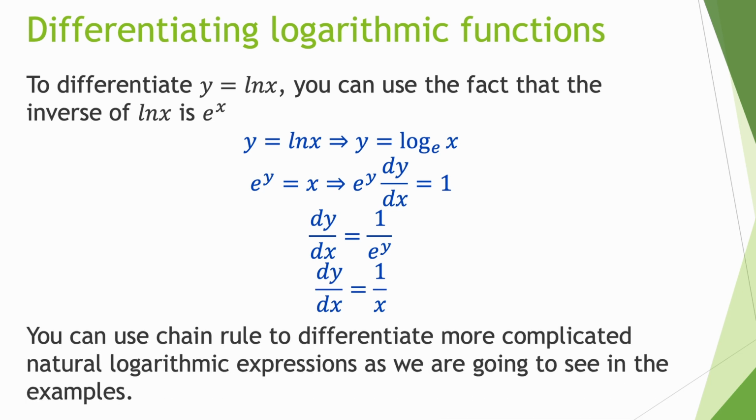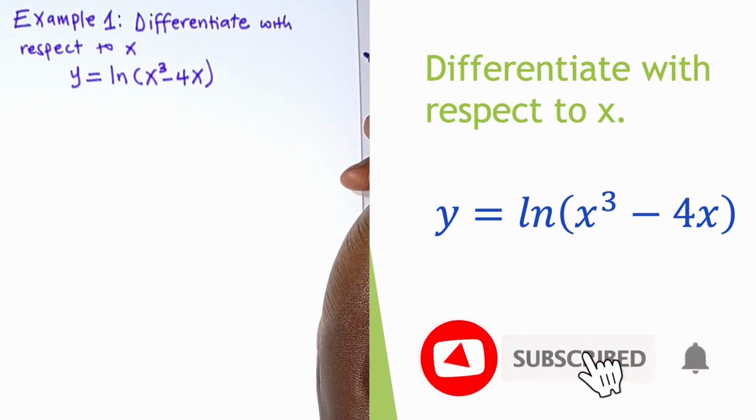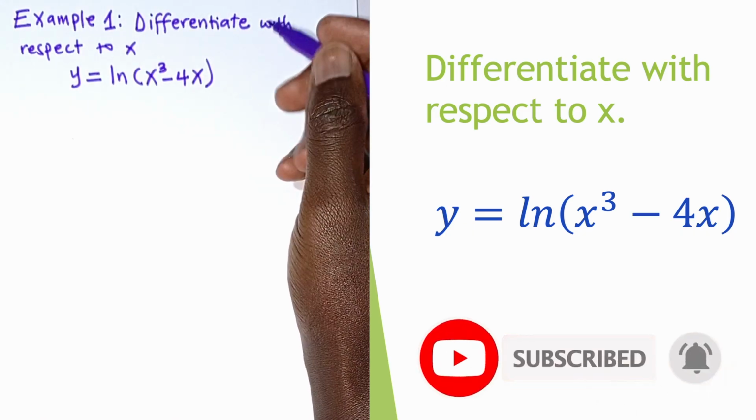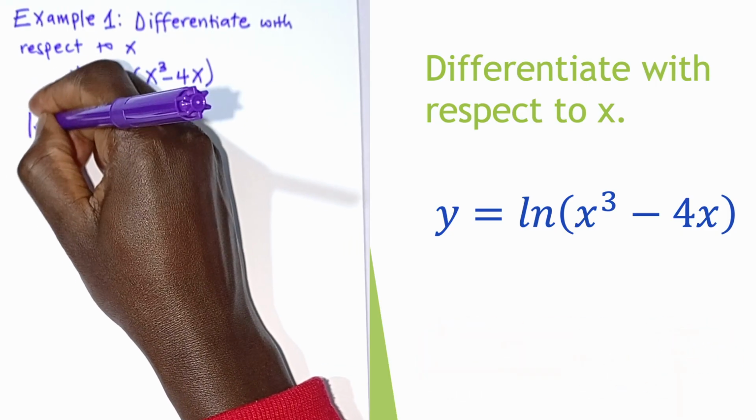Now, if you are to deal with a complicated natural logarithmic expression, we use the chain rule, as we are going to see in our examples. Now let us see our first example. In this example, we are going to differentiate ln of x power 3 minus 4x.